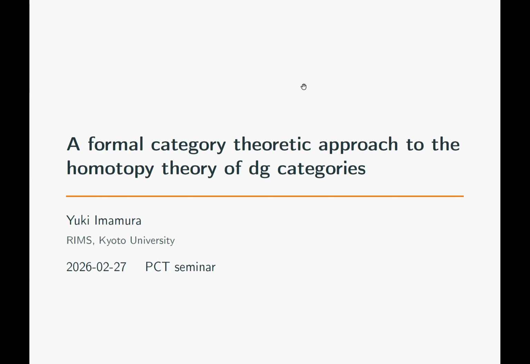Today, I will talk about the topic displayed on this slide, a formal category theoretic approach to the homotopy theory of DG categories.